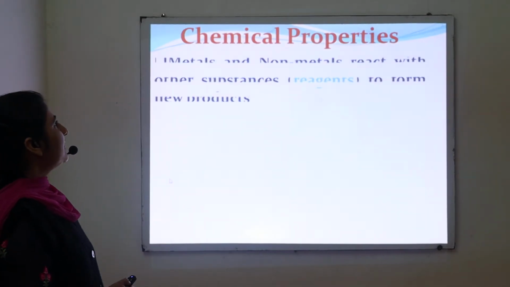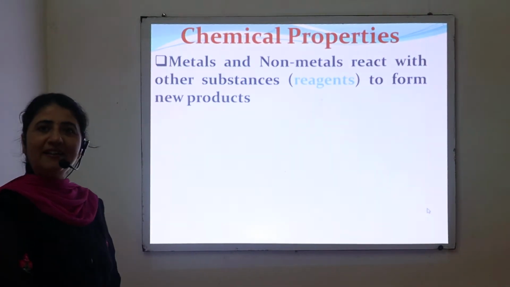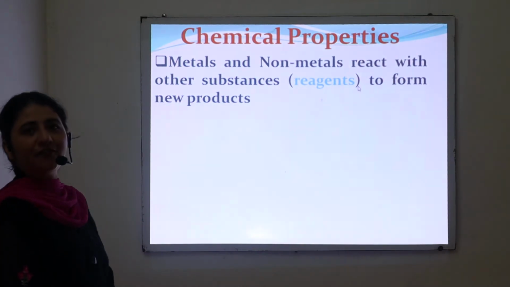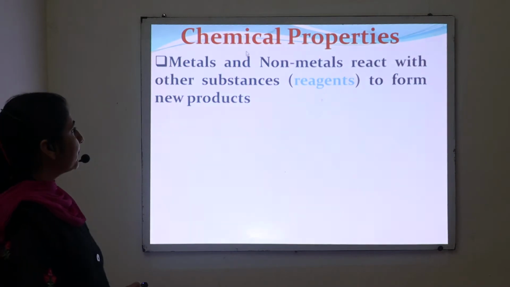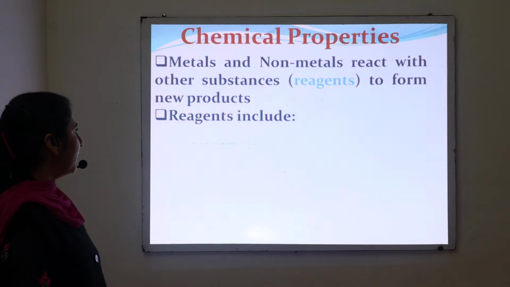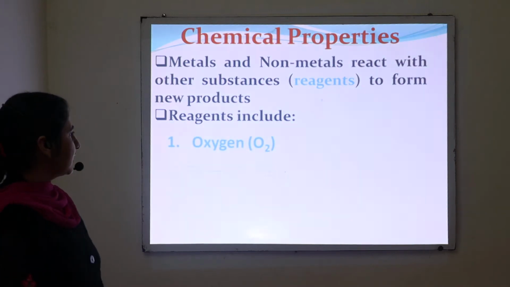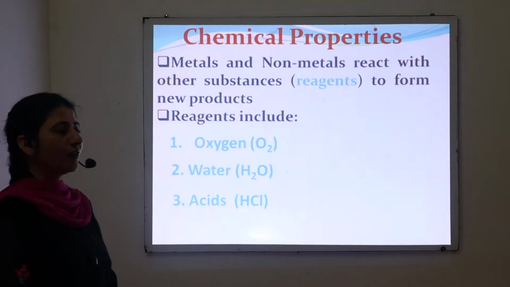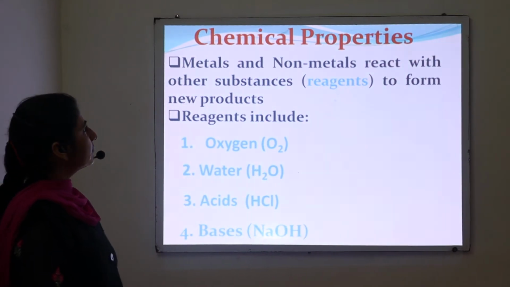The chemical properties are those properties in which metal and non-metal react with other substance or reagent to form a different product or new product. The various reagents with which the metal and non-metal react are number 1 is oxygen, second is water, third is acid, and fourth are bases.